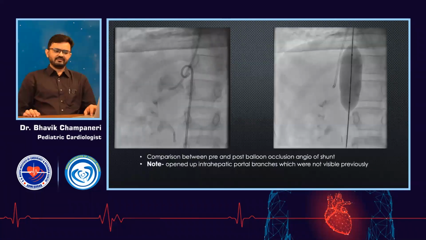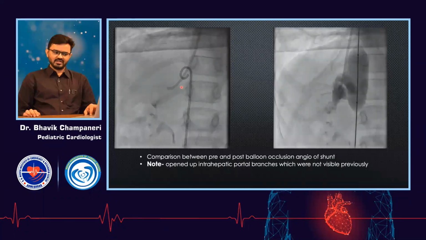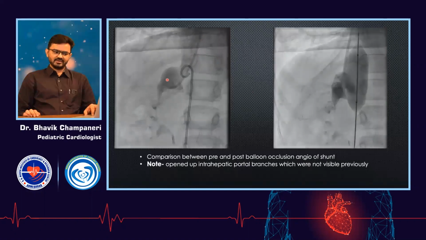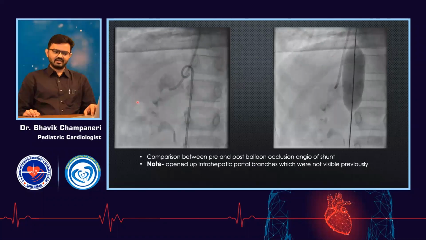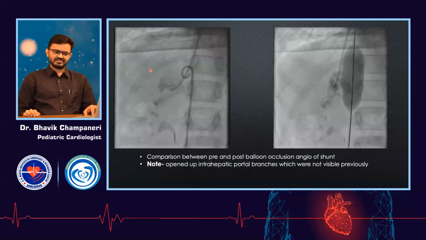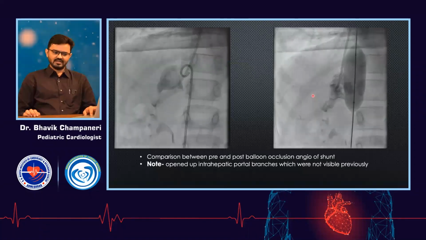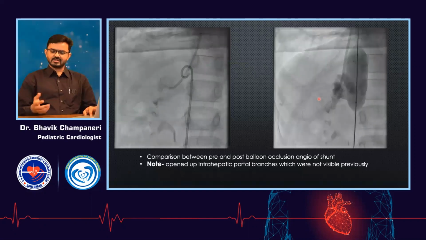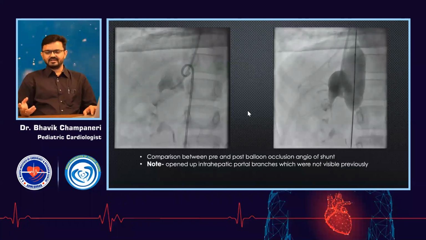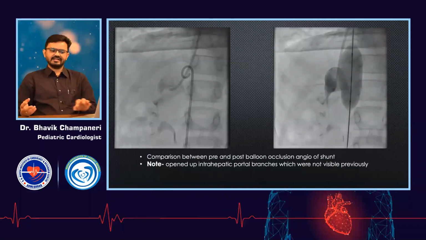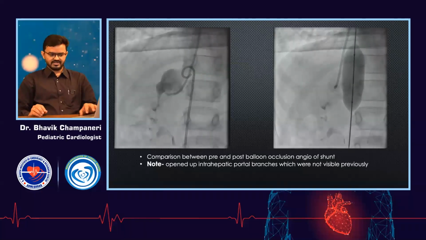This is an example of baseline angio. The catheter has been inserted from the internal jugular vein, and shunt angio has been done. It's a large aneurysmal connection between the portal vein and inferior vena cava, and you can see there are no portal or only very minuscule portal vein branches visible. In the same patient, after balloon occlusion, the portal vein branches have opened up quite a bit, which shows that portal venous branches are actually plastic and elastic, which may not be seen in pre-op imaging including USG, MRI or CT, but with balloon occlusion we will be able to see these intrahepatic portal venous branches.